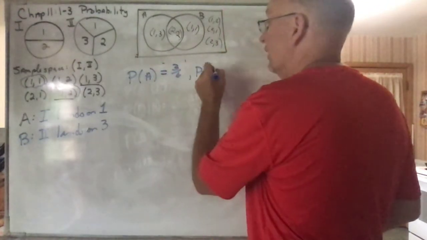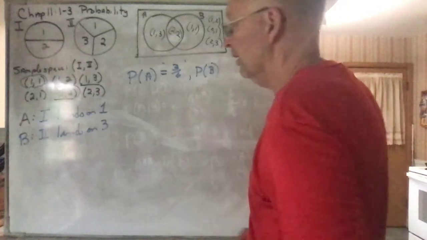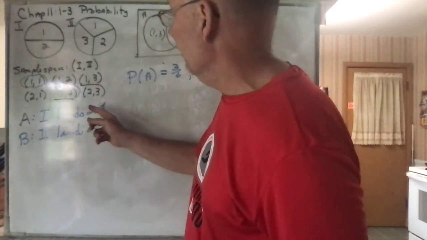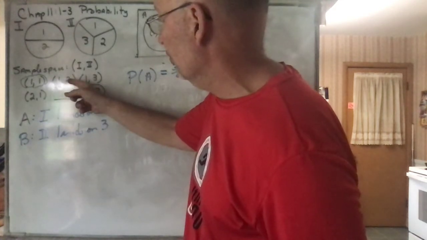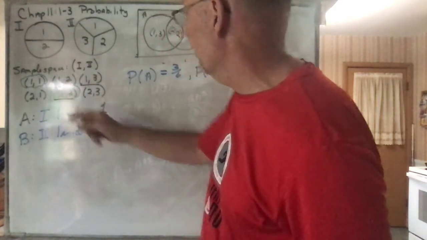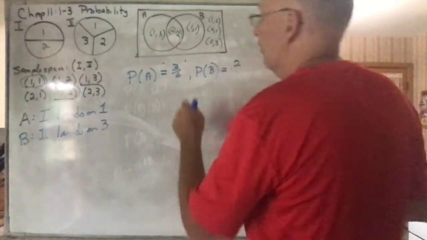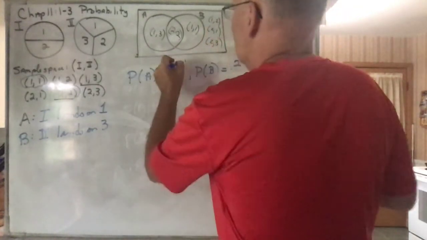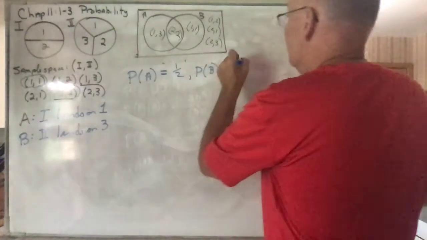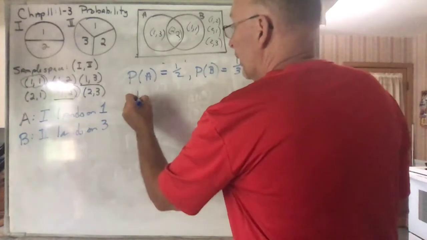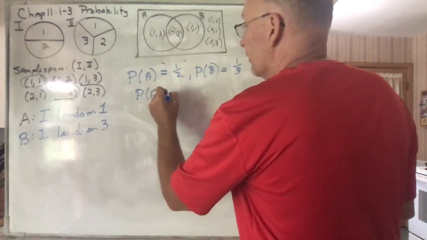The probability of B is that this thing lands on a 2. How many of them are going to land on a 2? Here you have a 2 there, and there you have a 2 in the second spot. So it's going to be 1/3, or 2/6. Let's call this one 1/2. And 2/6 is the same as 1/3. Okay? Finally, what's the probability of A intersect B?